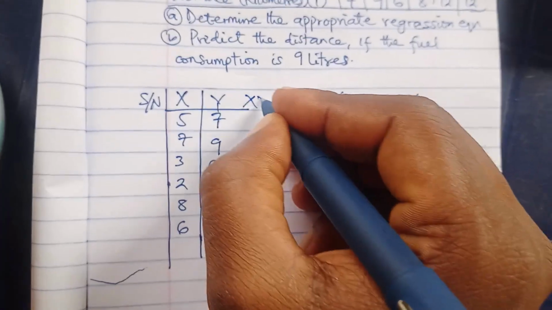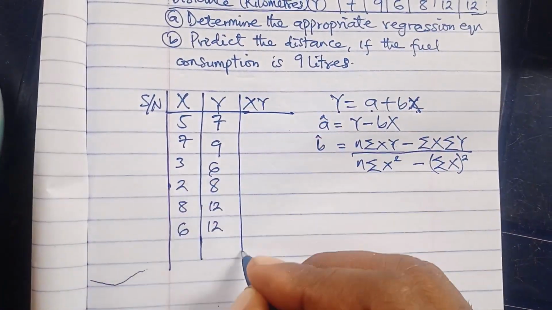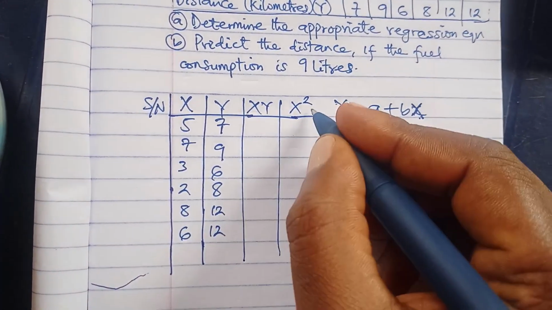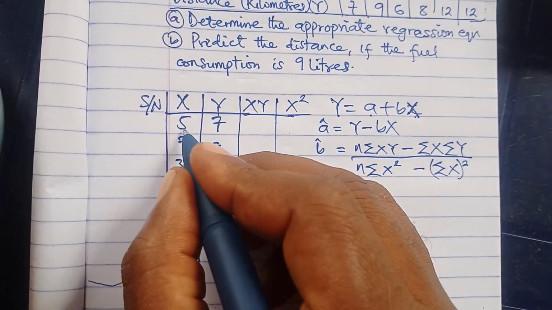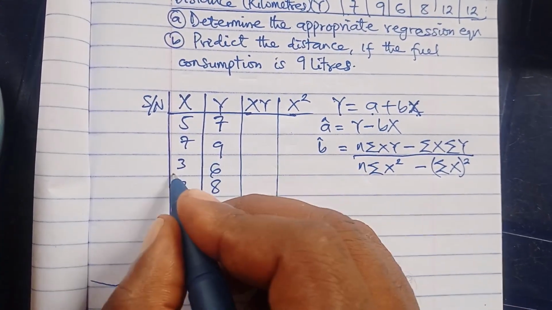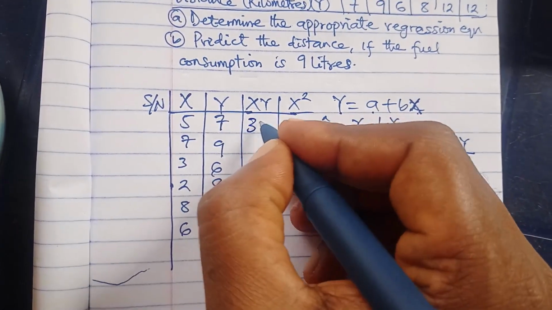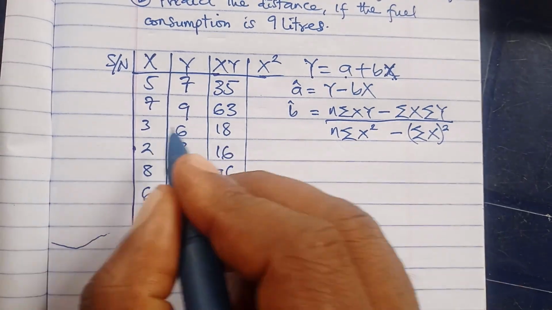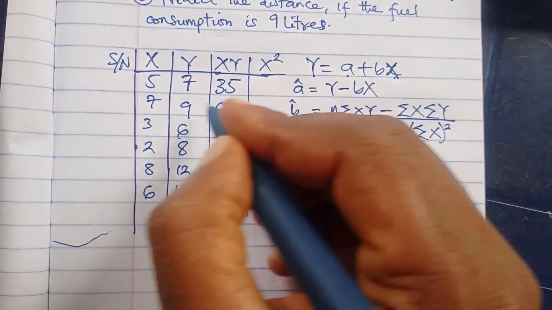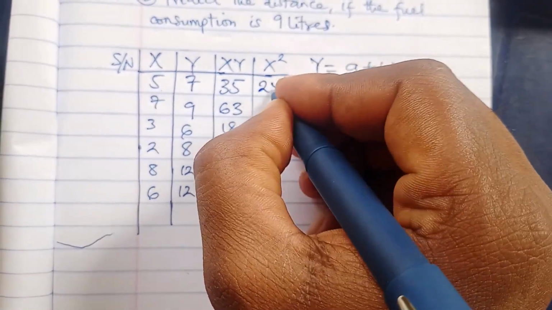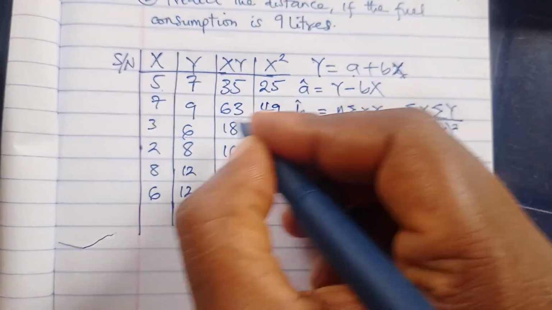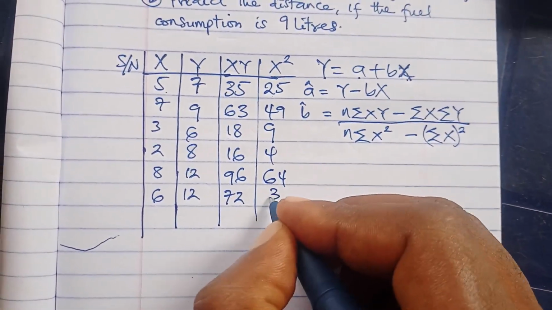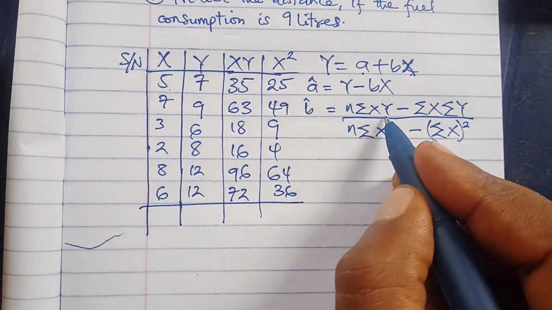So we add the xy column to the table. We also have x squared, so we put the x squared column. This times this gives 35, this times this gives 63, and so on. For x squared, this one gives you 25, this one gives you 49, this one gives you 9, this one gives you 4, this one gives you 64 and 36. So we're going to summarize them.